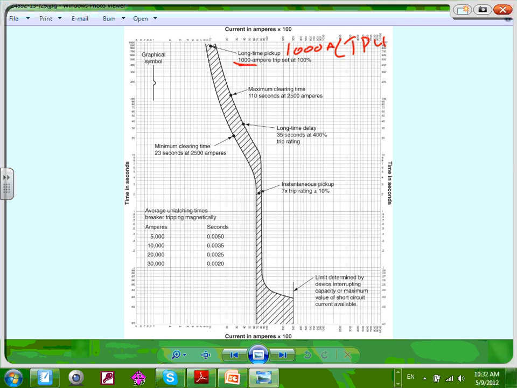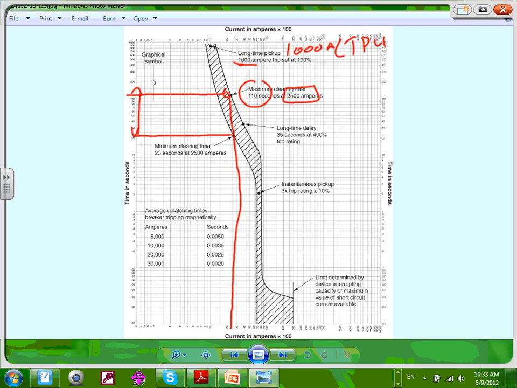Maximum clearing time. So this is a ground fault. Can you guys see right here? If you have a ground fault right in here, that's an overload condition. You went from 1000 amp into a 2500 amp. You will trip within these 2 points, right here or right here. Between these 2 points, that's the amount of time that it will take you to trip. In this case, it's 110 seconds. It will take 110 seconds to trip if you double the amount of current on a 1000 amp. Very, very important to be able to read this.